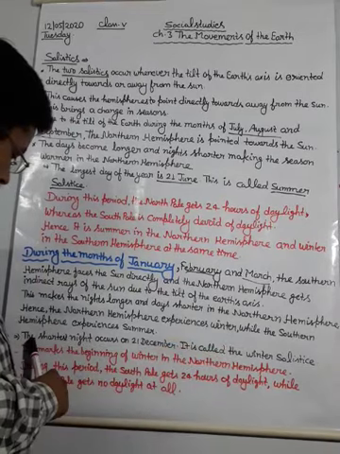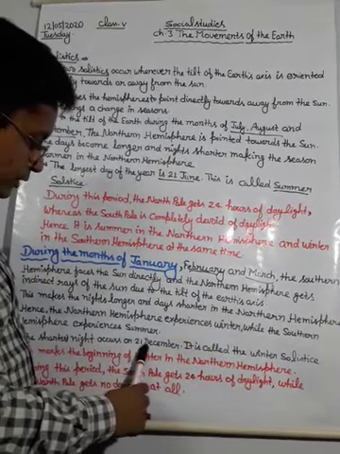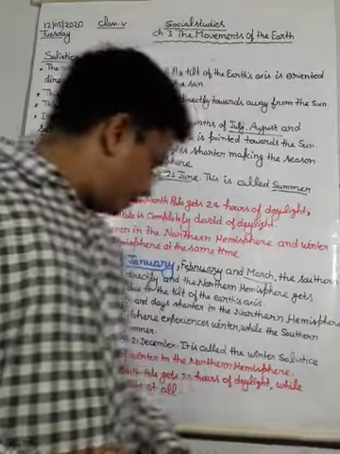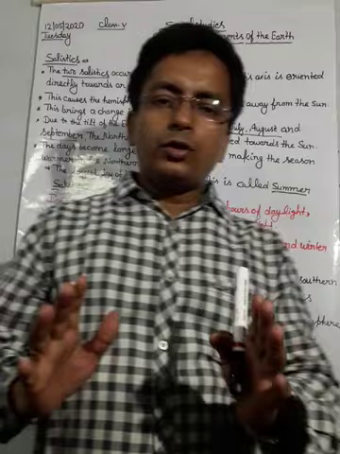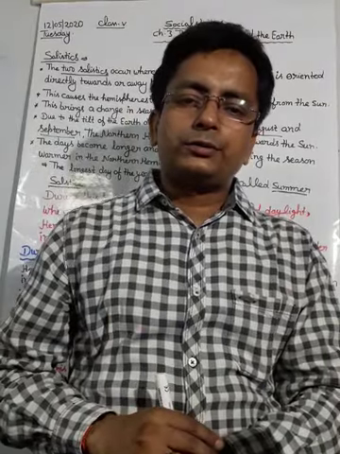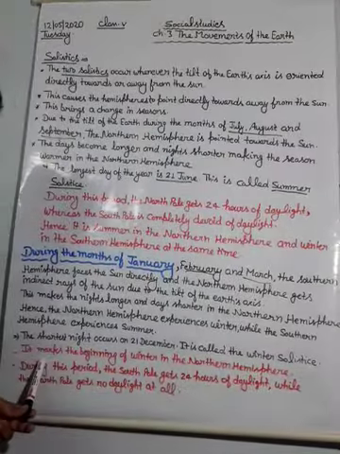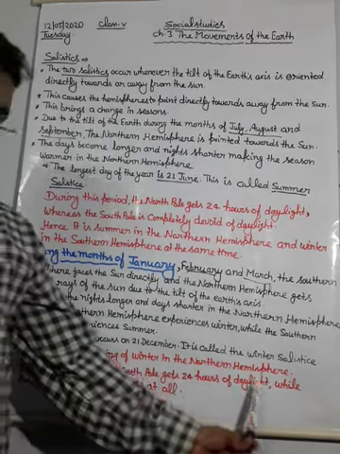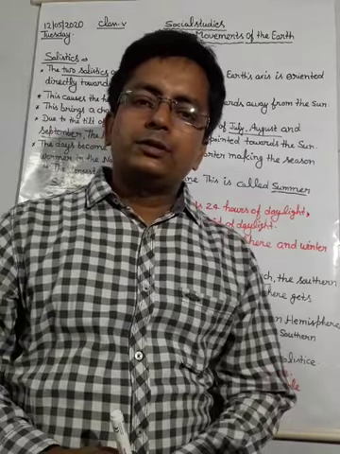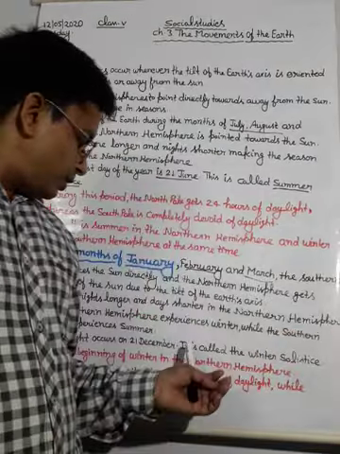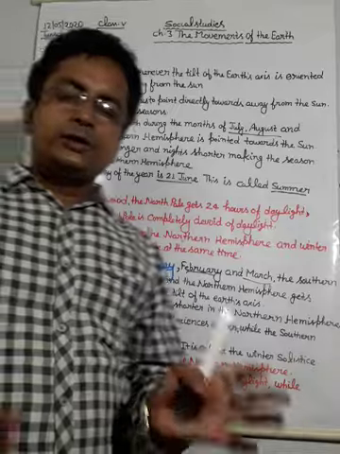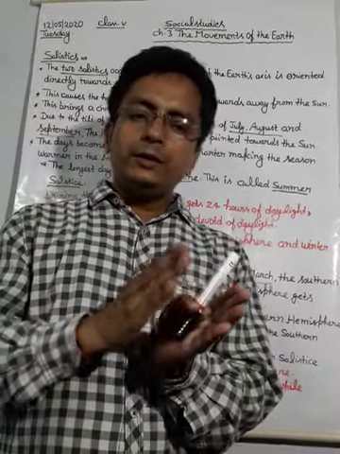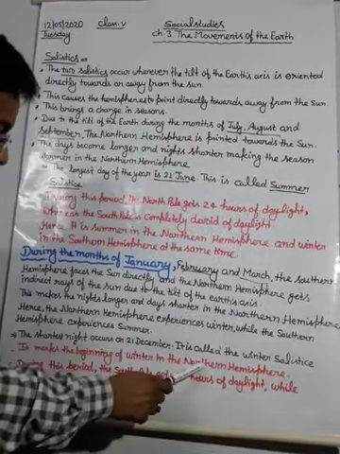The shortest day occurs on 21st December. It is called the winter solstice. 21st December is called the winter solstice. It marks the beginning of winter in the northern hemisphere. Yes, student. 21st December is the day from which we feel cold in the northern hemisphere.